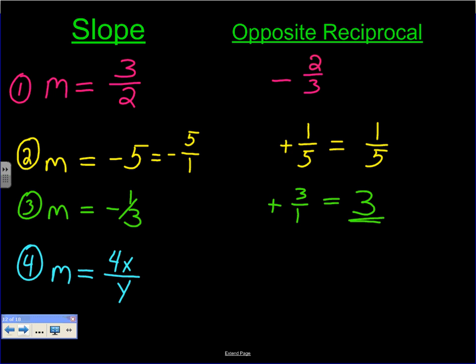So going back to number 4, you have positive 4x over top of y. So the opposite of positive 4x is a negative. And on the bottom, you have y, so you move that to the top. And then 4x will move to the bottom for the reciprocal part of it. So you have negative y over 4x.